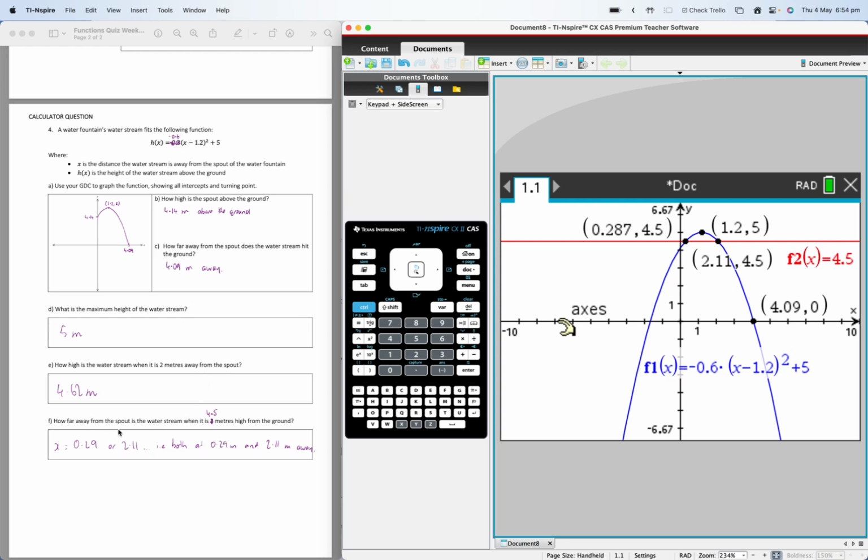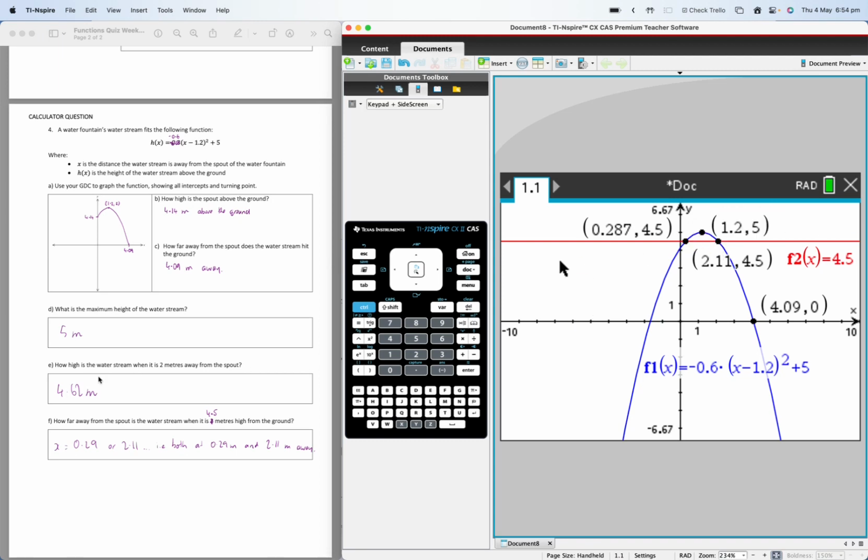So if it said, how far away from the spout is the water stream when it is 4.5 meters, I would go 4.5 equals negative 0.6(x minus 12) squared plus 5. So I would show that I understand where I have to substitute 4.5 into. And then my next line would be reading it off my calculator screen.